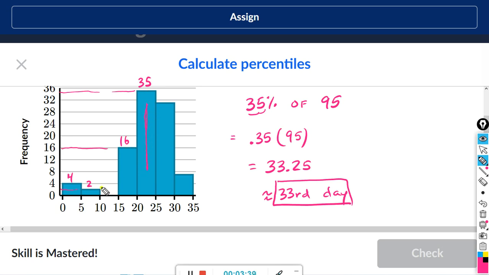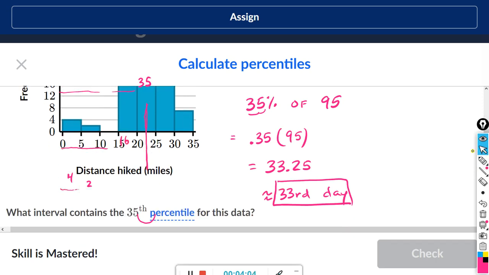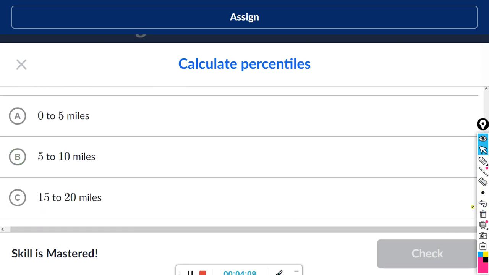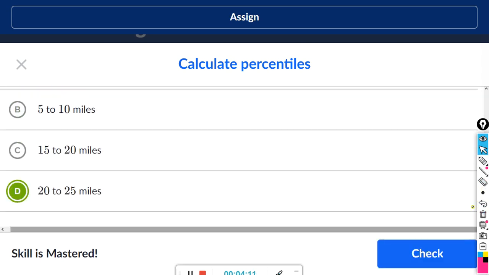4 plus 2 is 6, plus 16 is 22. And then this spans over 35 days. So this is going to be from day number 23, and it goes into the 50s. So the 33rd day is going to be between 20 and 25. They asked, what interval contains the 35th percentile? Between 20 to 25.